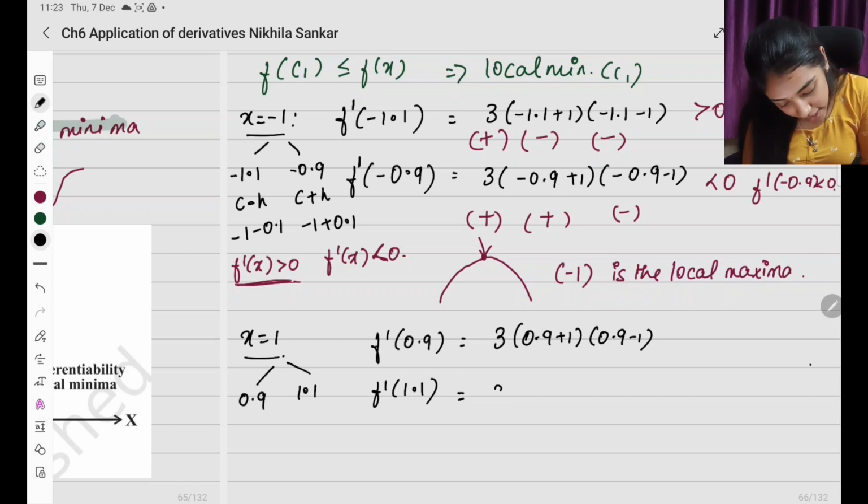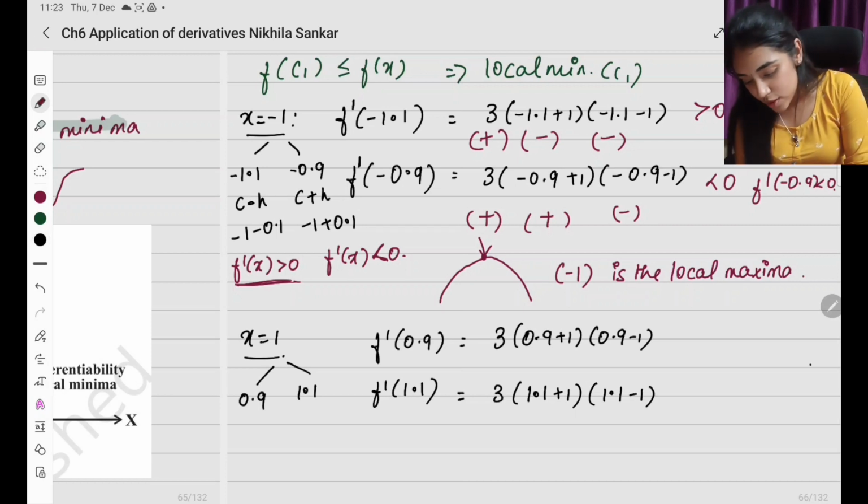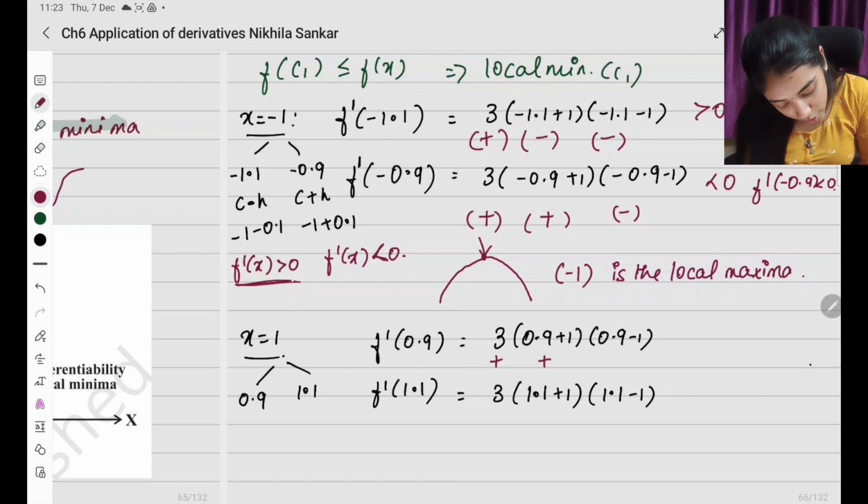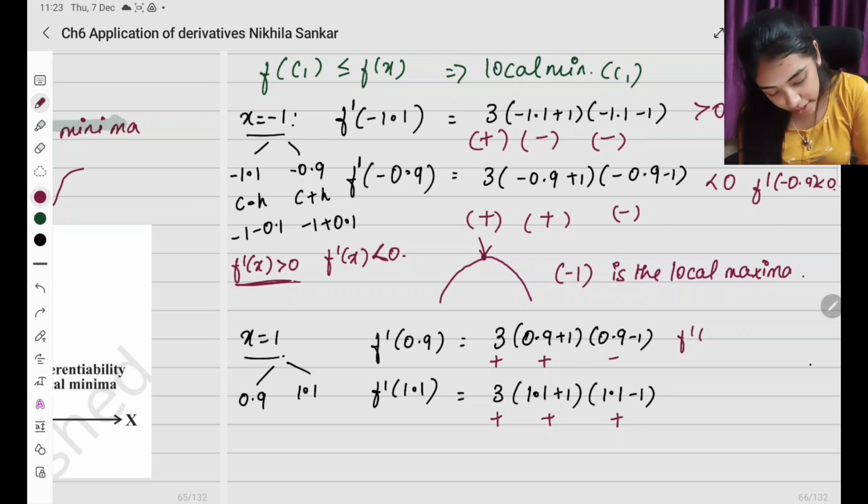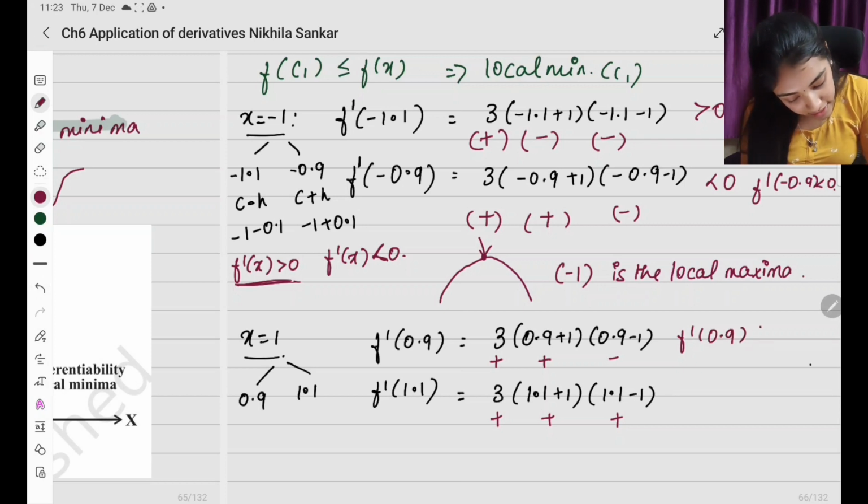This is one case and the other one is 0 times x plus 1. So 1.1 plus 1 times 1.1 minus 1. So what happens? This is going to be positive, positive, but this is negative. Positive, positive, positive. So I have f dash of 0.9 is less than 0. Overall, it is going to be negative. And here I have f dash of 1.1 is greater than 0.